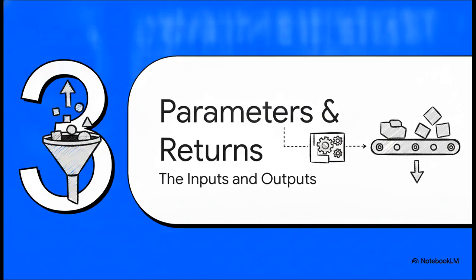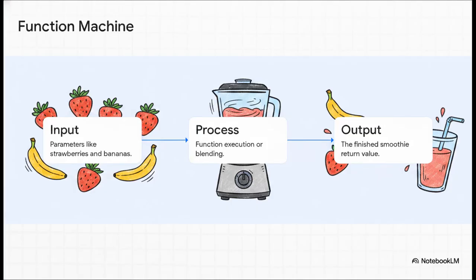Section 3, parameters and return values, or the inputs and outputs. Okay, so now that we know what a function is, how do we actually talk to it? Well, just like any real-world machine, our Python function needs materials to work with, and in exchange, it gives us something back. Let's make this totally concrete.